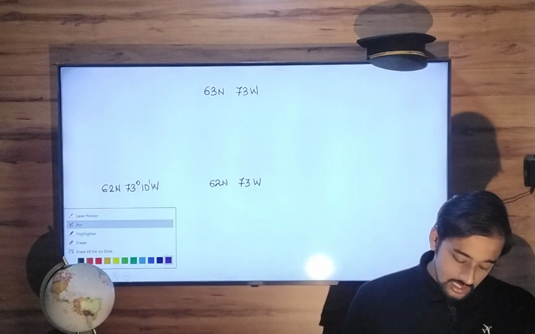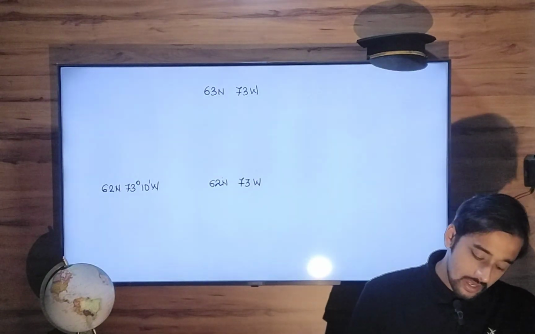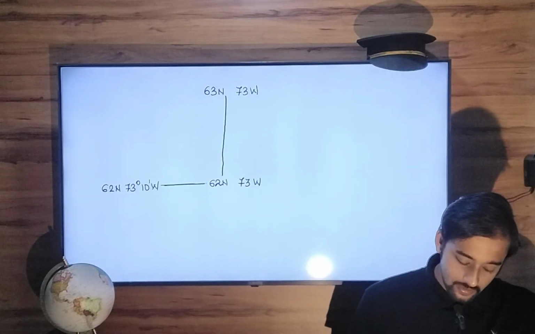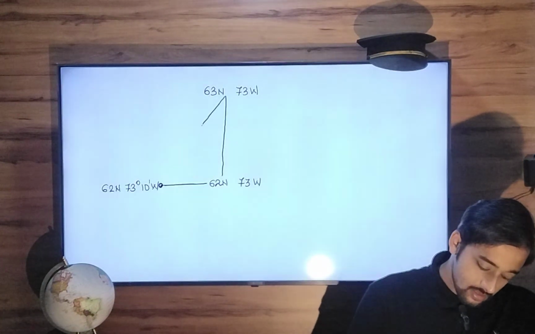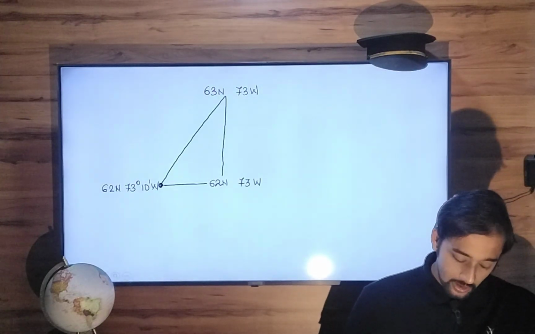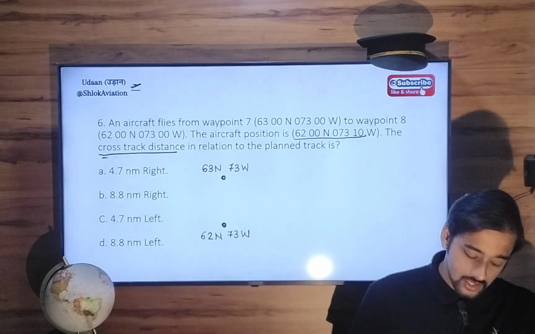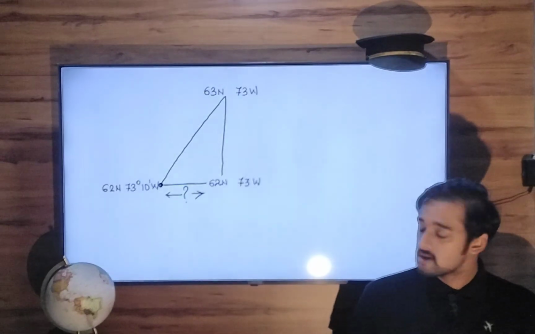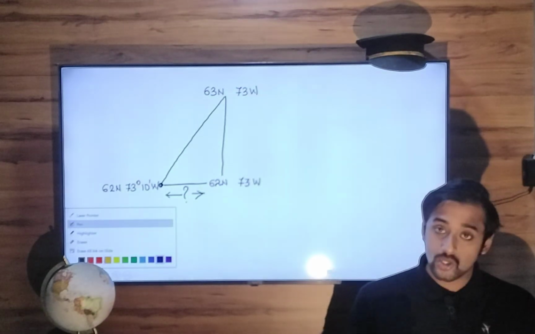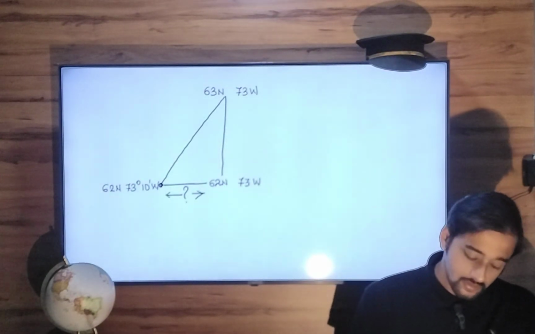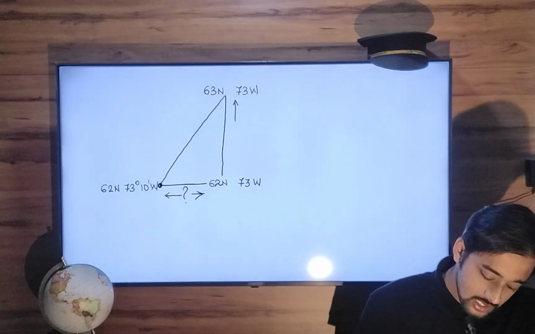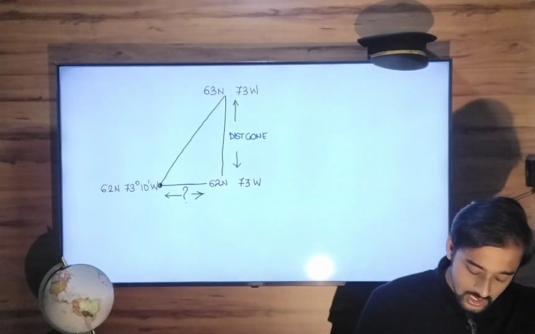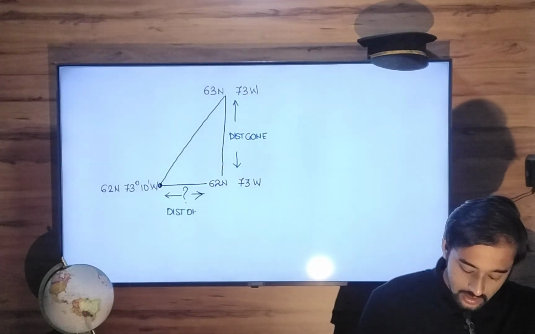So this is your original track. You were meant to fly between these two points, but currently you are somewhere here. You have to find, according to the question, the cross track distance. You have to find this distance, cross track distance. Now this can be solved using the 1 in 60 rule. So this distance is your distance gone. This is your distance off track or cross track.